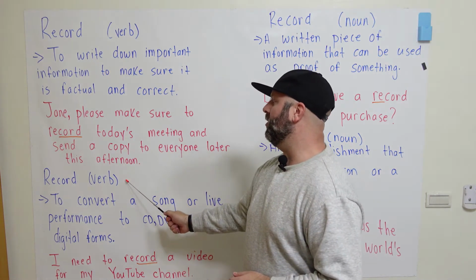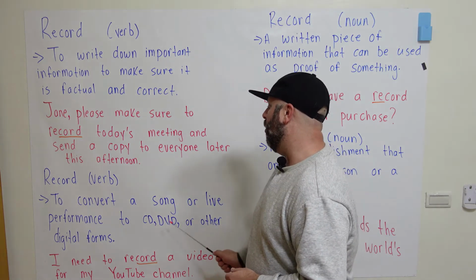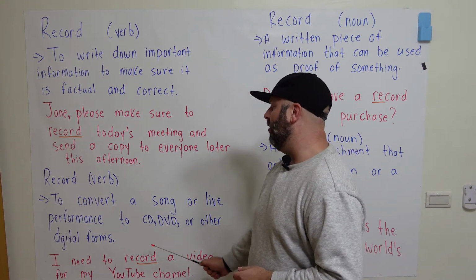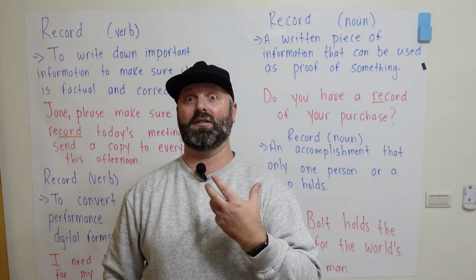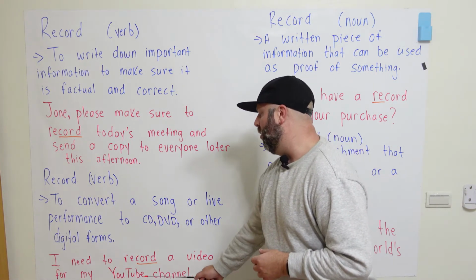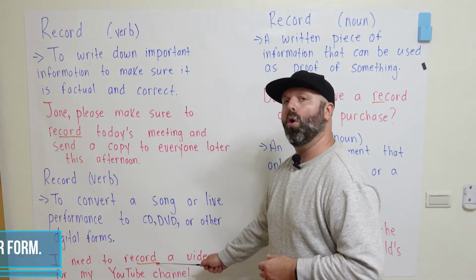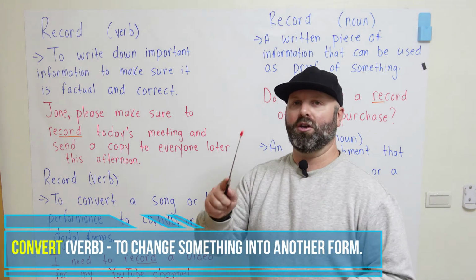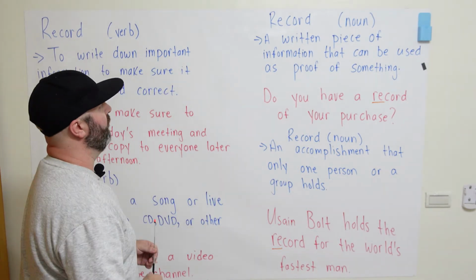Now, another way we can use this word as a verb is to convert a song or live performance to CD, DVD, or other digital forms, okay? So right now, I am recording this YouTube video, so we could say, I need to record a video for my YouTube channel. Okay, so again, record a video, record today's meeting. Your voice goes up at the second part of the word as a two-syllable verb.